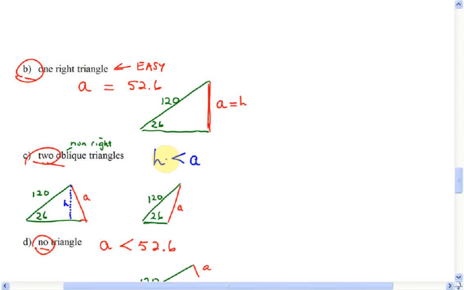But you just drew h is less than a. Right, so the height is less than A. Or if you read it the other way, A is bigger than H. Okay, so what's H again? H is the number 52.6. So there we go.